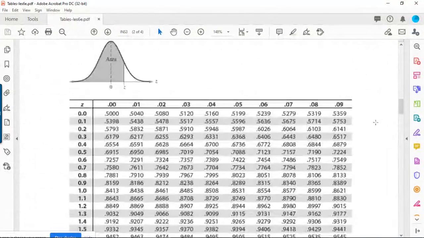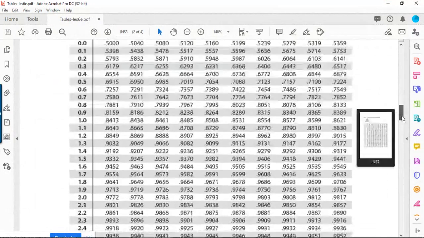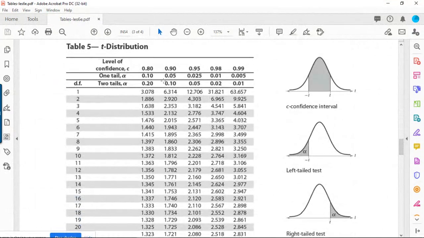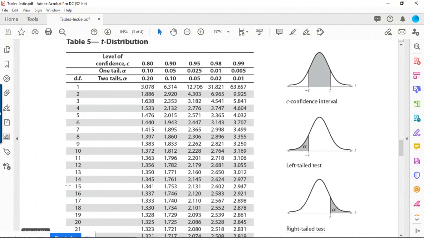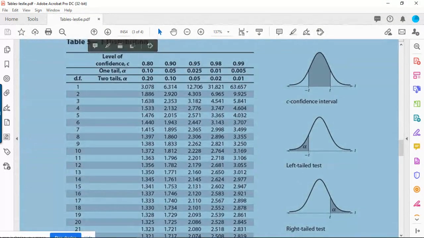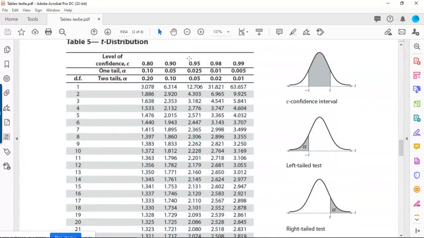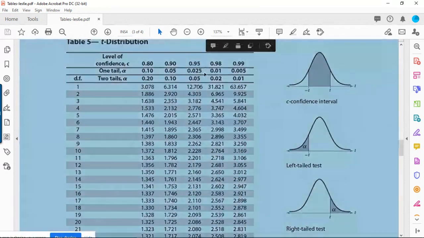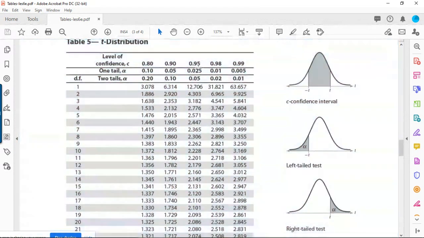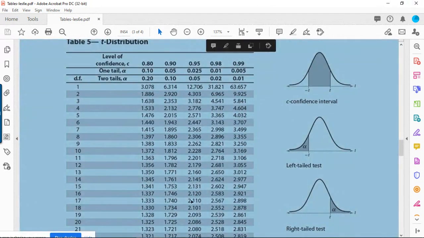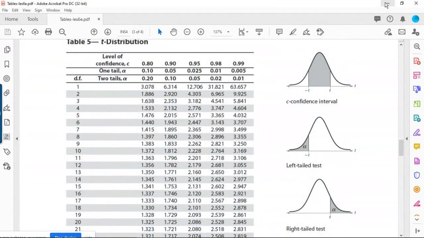So table 4 is the Z table, and table 5 is the T distribution. We will look at the DF, the degrees of freedom, which is 15. Then we look at the confidence level C, 0.95. Look at 0.95 right here, and this is 15. So we have 2.131.